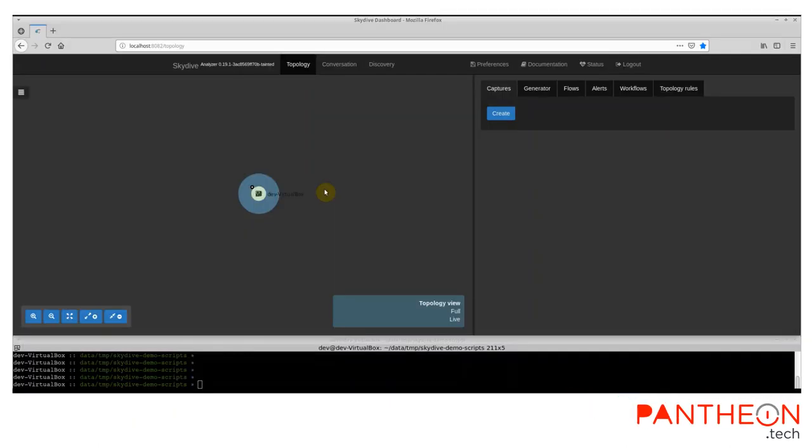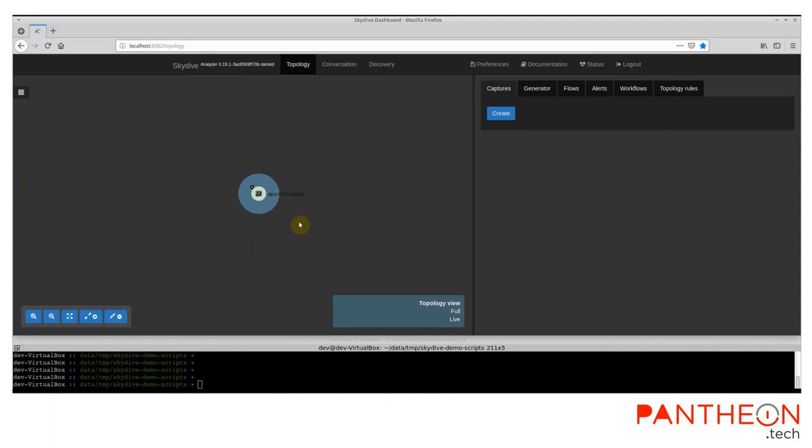Skydive is an open source real-time network topology and protocols analyzer. It aims to provide a comprehensive way of understanding what is happening in the network infrastructure. We are already running Skydive and we are looking at its web UI.